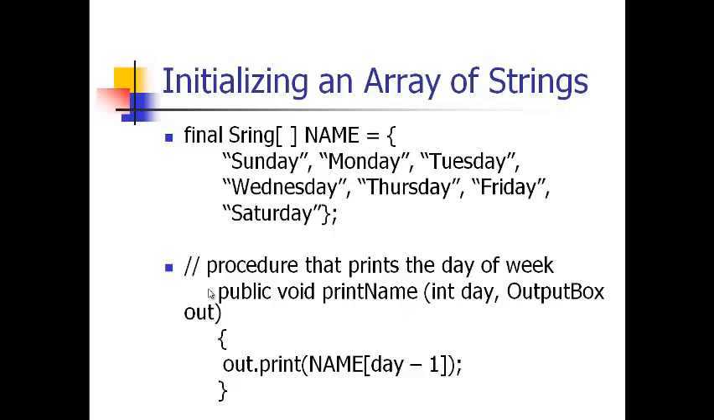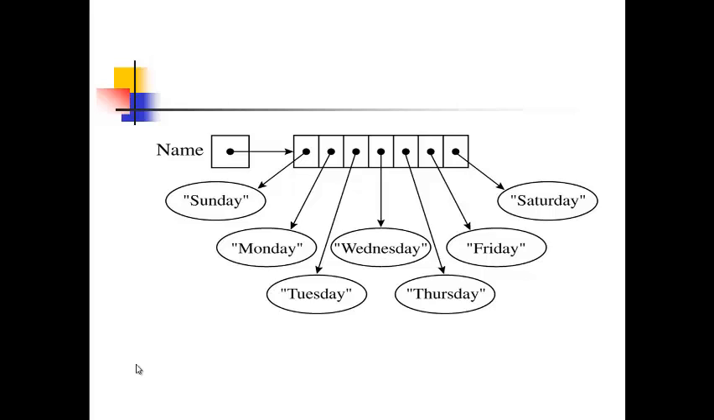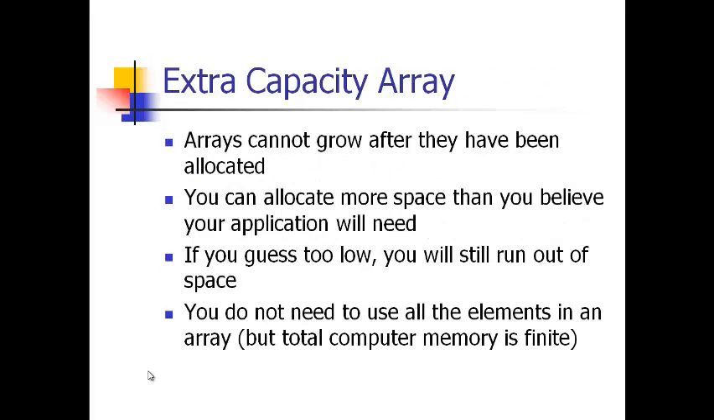Initializing an array of strings. final String name equal to Sunday, Monday, Tuesday, Wednesday, Thursday, Friday, Saturday. Then we print the day of the week. public void print name of int day, out.print(name of day minus 1). This is the output of the string names.